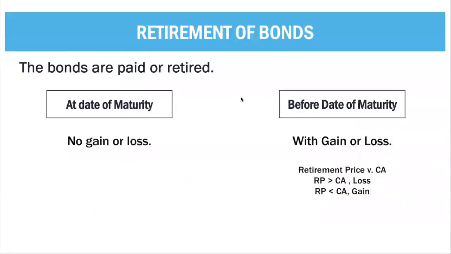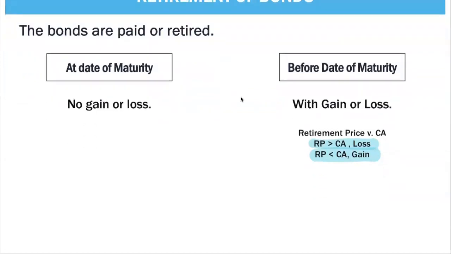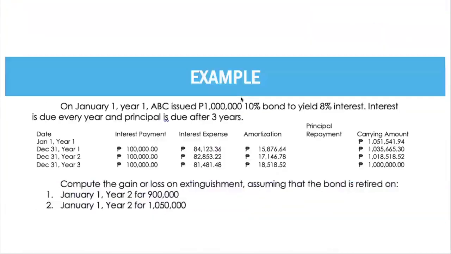Next, retirement of bonds. If there is a retirement of bond, at the date of maturity, there is no gain or loss. But before date of maturity, there is a gain or loss. In a retirement, generally, we need to compare the retirement price to the carrying amount. If the retirement price is greater than the carrying amount, loss. Retirement price is lesser than carrying amount, we have a gain. Okay, let's have an example.